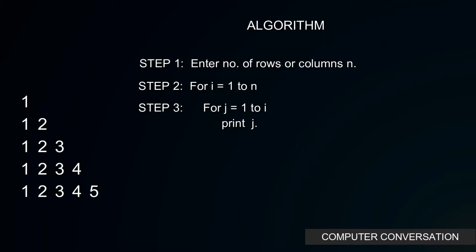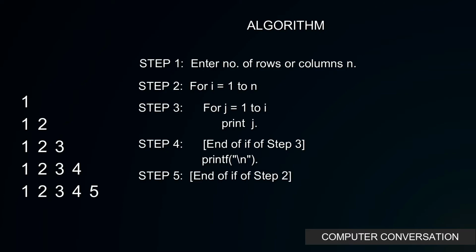In the next step, step 4, close the braces for the inner for loop and then print a new line. \n is used for printing a new line, and finally close the outer loop. We print this new line to see the effect of changing the row. Otherwise the output will be like this. In step 6, exit the program. This is the algorithm. Now let's implement this in a program.